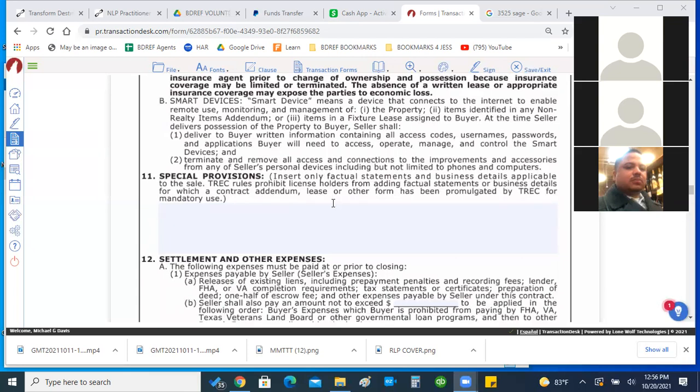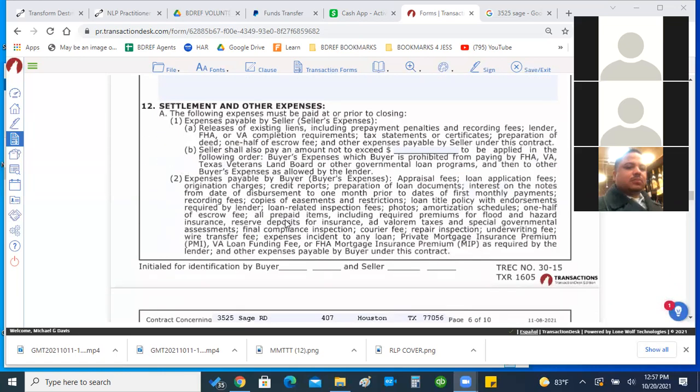Special provisions. Stay away from putting stuff in special provisions. If there's a particular situation or scenario that needs to be dealt with, you first have to ensure that there's not a contract addendum or form that's already been promulgated for use. If there is not a form that addresses your particular situation, then we consider writing something in special provisions. But over the years, this space in special provisions has gotten shorter and shorter because they're really trying to steer us away from adding anything to the contract, because we're not attorneys, right?